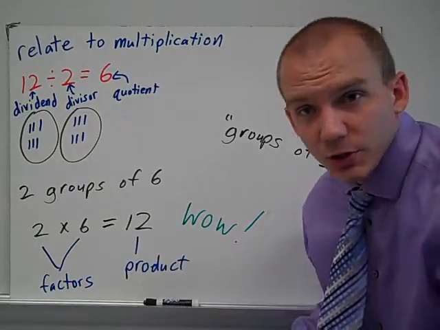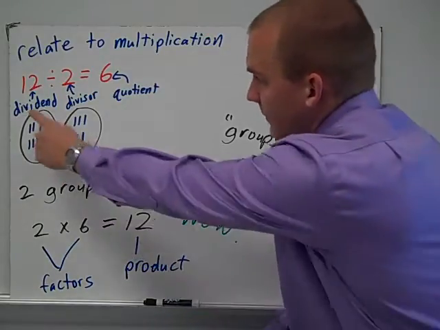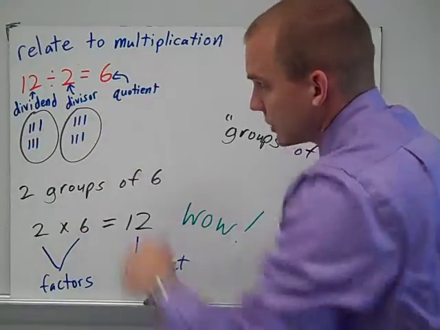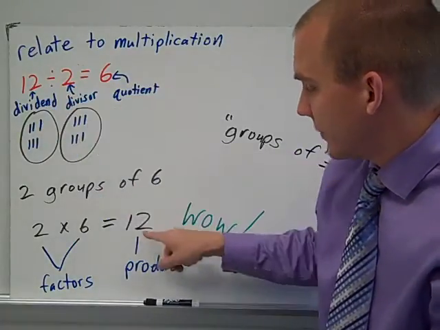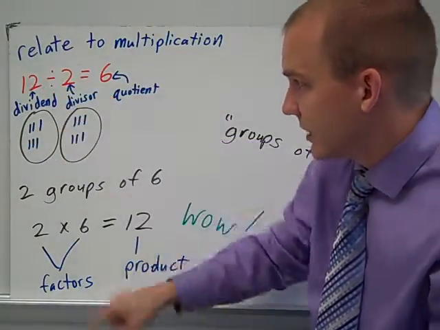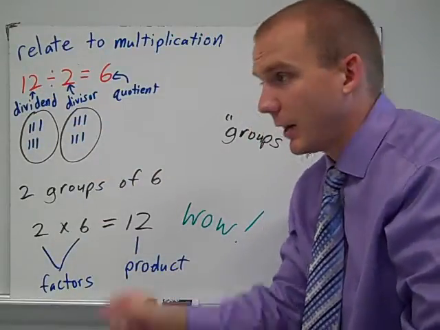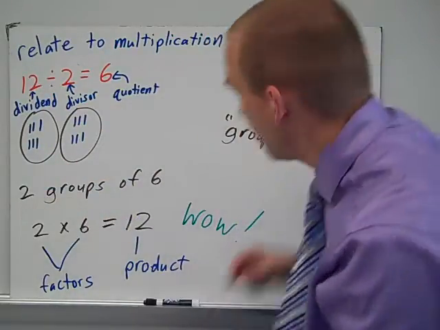Key relationship to notice here is that your product and your dividend usually change places. So there's a direct relationship. Your product is always going to be your dividend, and your dividend will always end up being your product when you switch from multiplication to division.